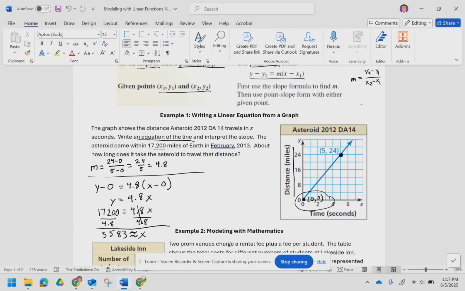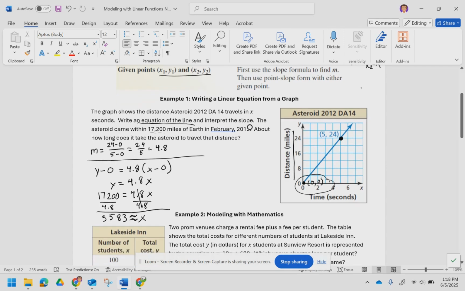3,583. All right, so it takes it about 3,583 seconds for it to travel 17,200 miles. Okay.